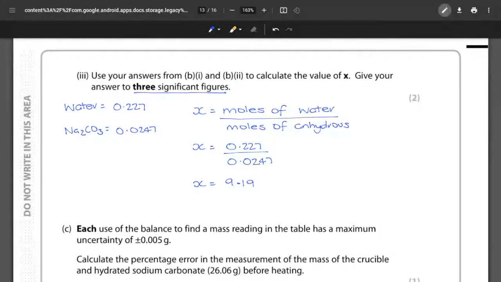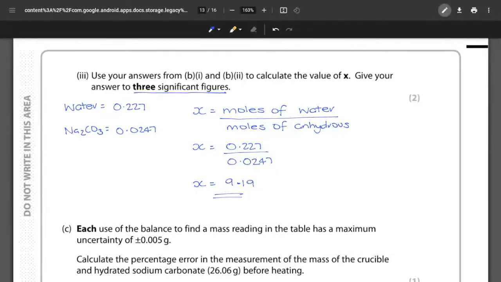Now, you may get a slightly different answer just depending on your rounding. In the mark scheme, they say 9.17, but you will be able to get a bit of a range depending on what values you use. The mark scheme does say the answer to part 1 and part 2. So don't worry too much if your answer doesn't match exactly what's in the mark scheme, as long as you're using your numbers correctly. In the mark scheme, they've used about 8 decimal places, whereas in the exam, you're more likely to use 3, maybe 4 at maximum. So we want to make sure we give it to 3 significant figures. Therefore, our answer is 9.19.